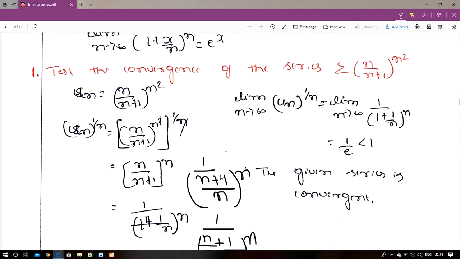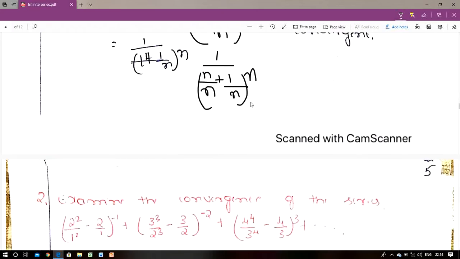Now apply the limit n tends to infinity of un whole to the power of 1 by n, which is equal to the limit n tends to infinity of 1 by (1 plus 1 by n) whole to the power of n. So that is 1 by e, that is 1 by 2.7. This value is less than 1. Therefore the given series is convergent.